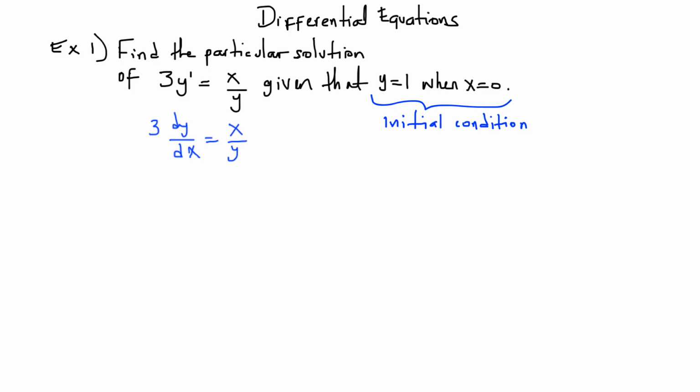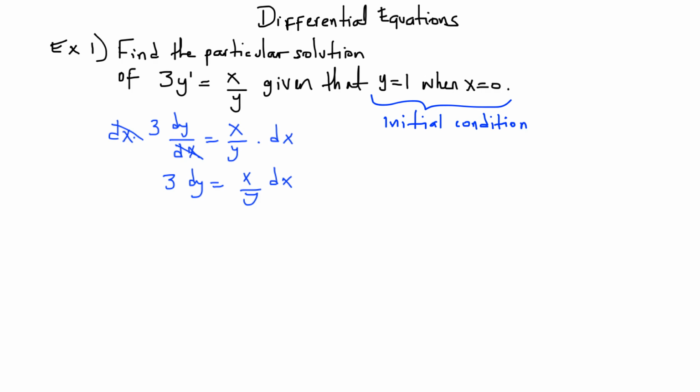And then the next rule says you want to separate the variables. And that means that you want to have all the y's with the dy term, and you want to have all the x's with the dx term. And so to do that, though, we need to separate dy and dx. And so I'm going to multiply by dx because that is the denominator, and it's an equation, so I do it to both sides. And so then we have 3 dy equals x over y dx. So the first thing you want to do is remove dx from dy.